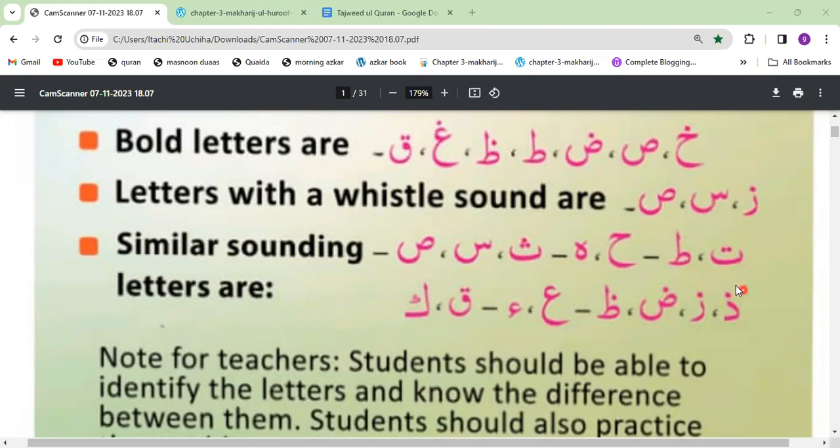Ta is with the lighter sound, to is with the heavier. Ha is with the clear sound, ha is with the deeper sound. Tha is from the tip of our front two teeth. Sin is by joining the front, upper and lower teeth, right? And swad is just like sin, but with a heavier tone. Okay? That is with a gentle voice, but za is with a stronger voice.